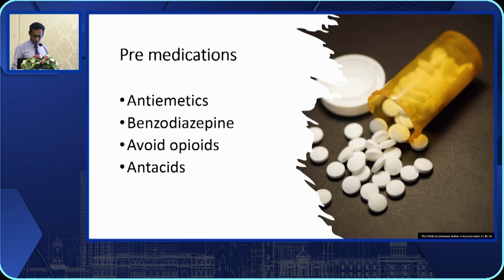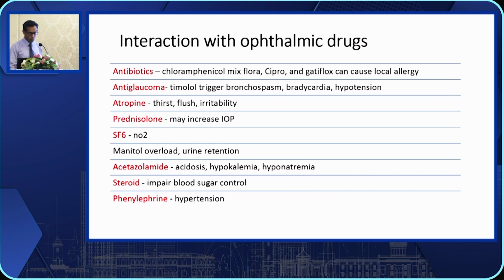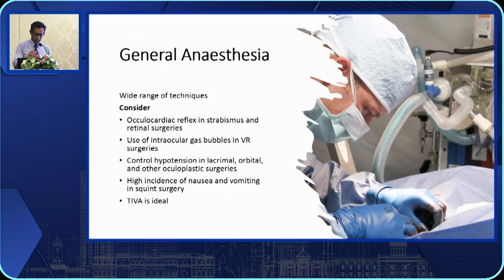Pre-medication: for general anesthetic practice, we give antiemetics, antacids, and sometimes sedatives. Always we try to avoid opioids. We also have to know about drug interactions between your ophthalmic drugs and our anesthetic drugs. There are so many interactions, so I don't go into detail on this. And general anesthesia, what techniques do we use? There is a wide range of techniques. It depends on the anesthetist, and anesthesia depends on the surgery.